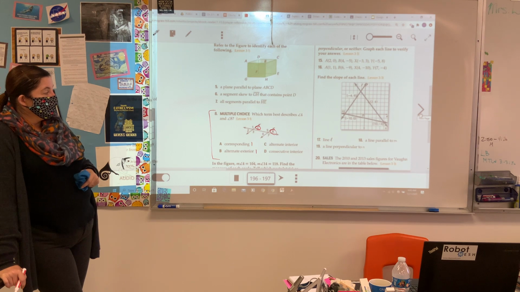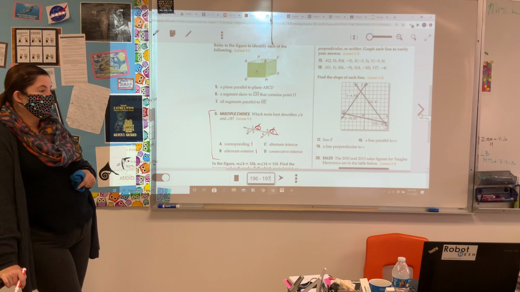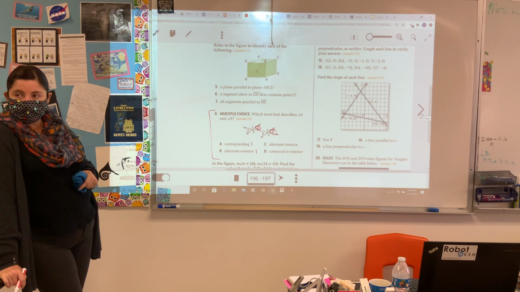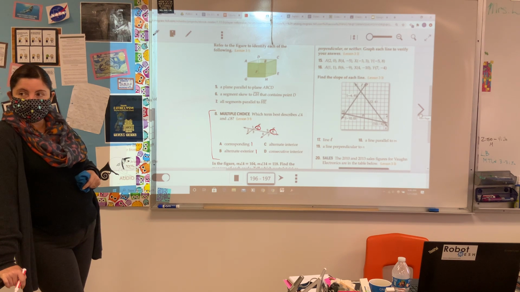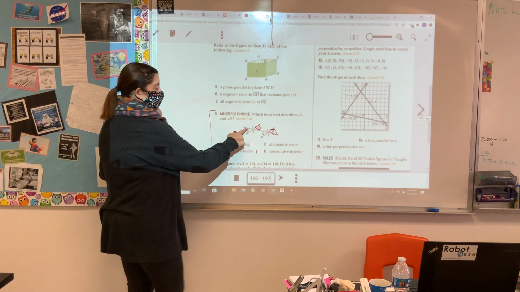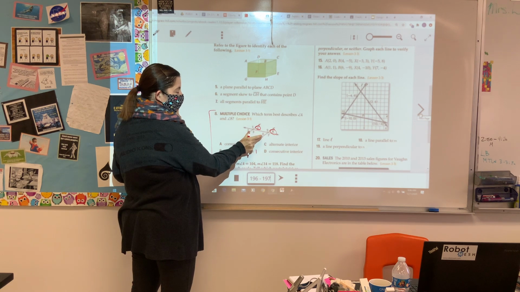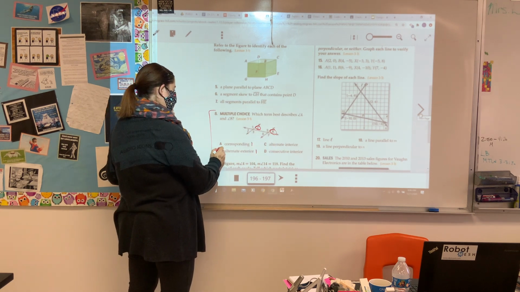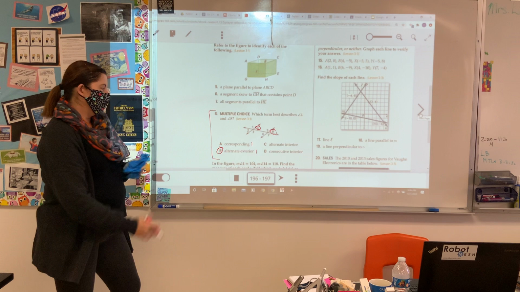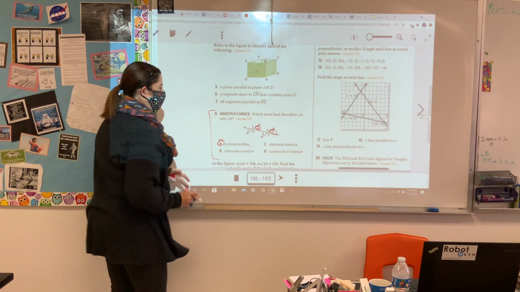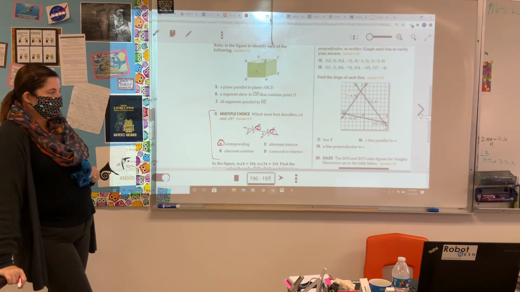I'll vote corresponding. What does it need to have to be corresponding? Same side of the transversal, same side of the parallel lines. Yeah, it's alternate exterior. Same side of the transversal, same side of the parallel lines. Oh, sorry, I circled the wrong one. Okay. Corresponding. This is corresponding.